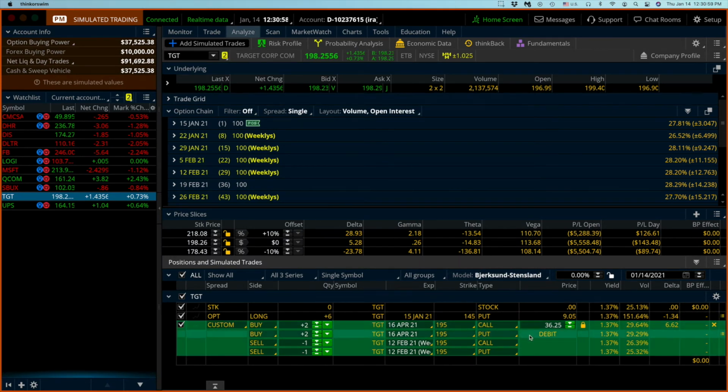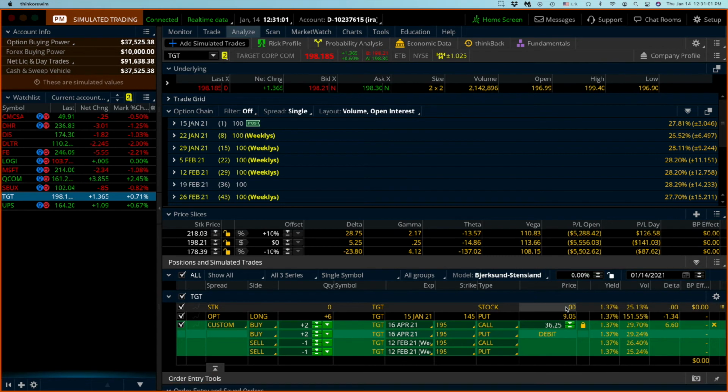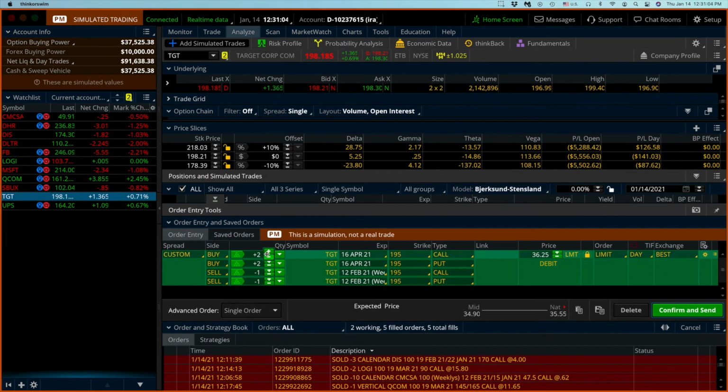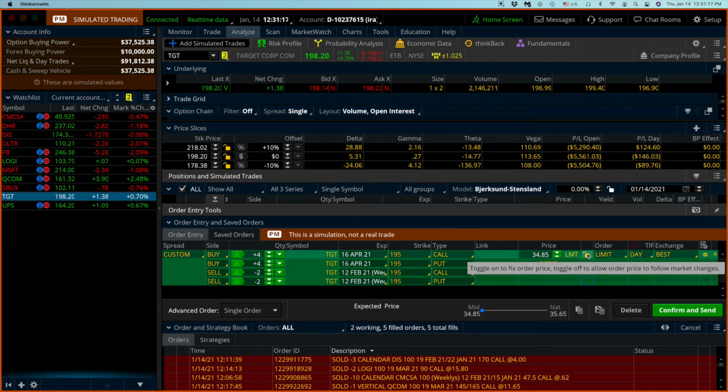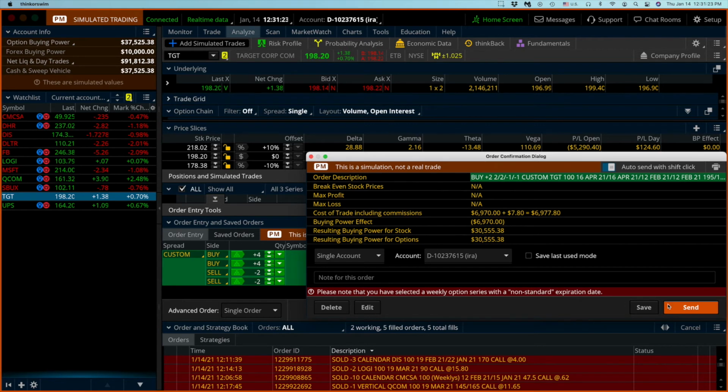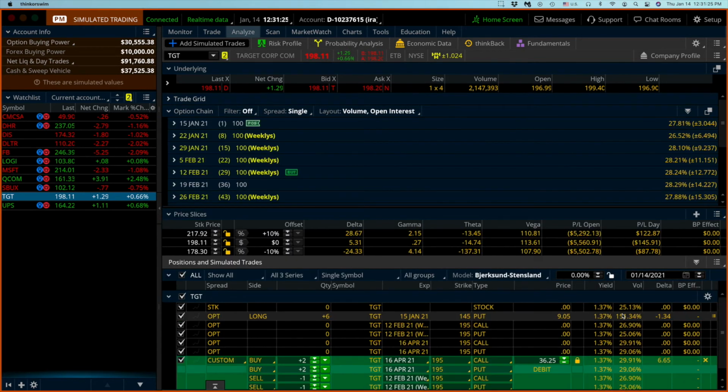So you say create duplicate, and we're going to say 4 for the longs and 2 for the shorts. Make sure you enter this correctly. And we reduce the price to 34.85. We'll see if that fills. If not, we'll adjust, okay? And this long put we just ignore.